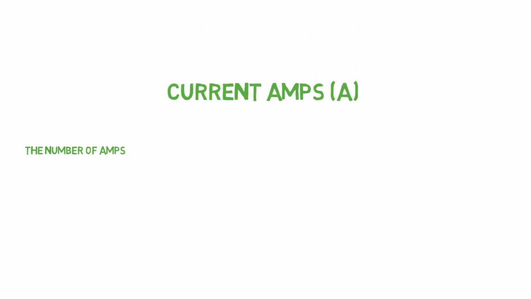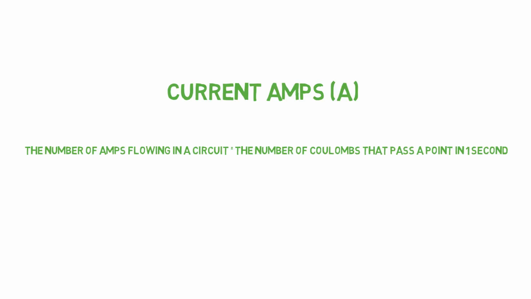Current is measured in amps. The number of amps flowing in a circuit is the number of coulombs that pass a point each second. So 2 amps would equal 2 coulombs passing a point every second.